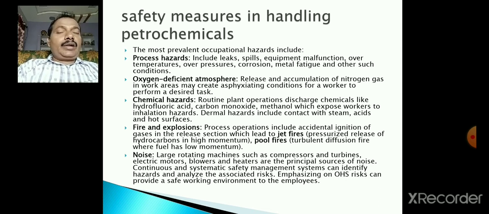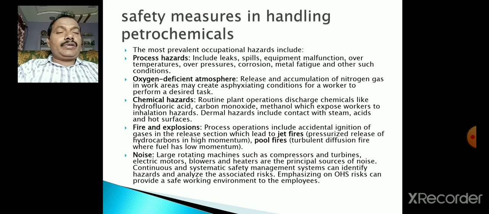And not only that, I already told you about the chemical hazards. That means some of the chemicals are very dangerous to the skin and may burn when we come into contact with such chemicals, such as acids. Awareness must be given to the workers. And fire explosions may take place.